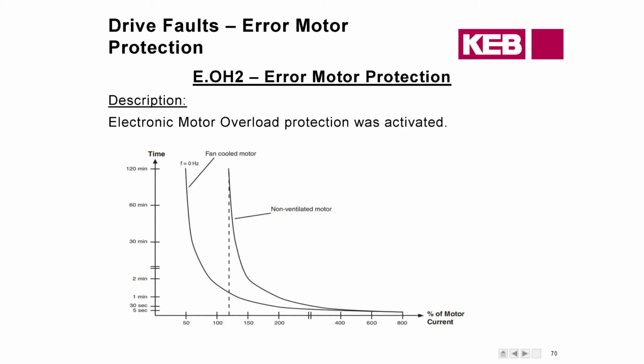E.OH2, error motor protection. If you have this function activated in the drive, you may get this. This is a motor protection function, and you can set the amount of current that you wish to set your threshold at. And again, this is just going to be dictated by a curve, and depending upon what you have your percent of motor current set to in the drive is going to dictate when you get this E.OH2 error. And again, this function is activated. If you wish to disengage it, you can.